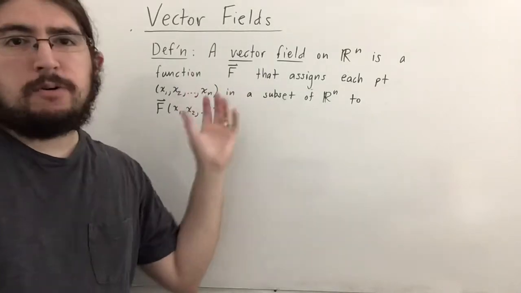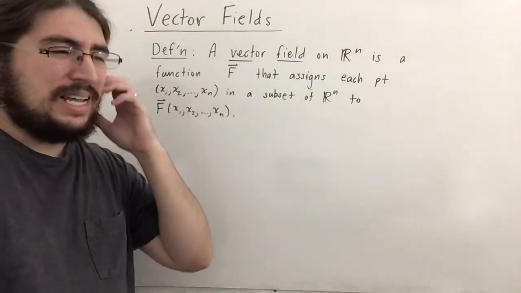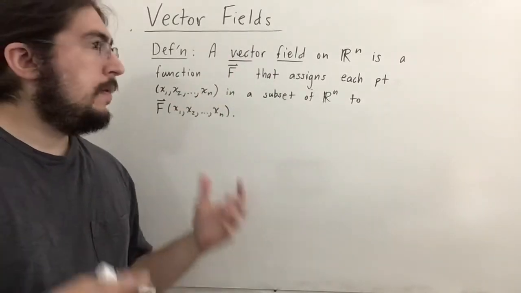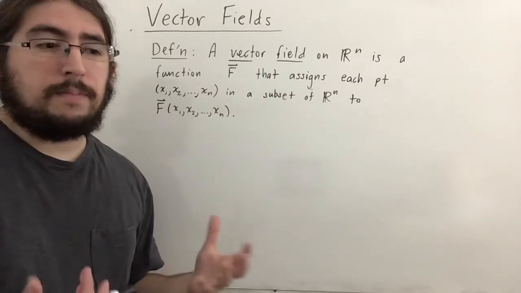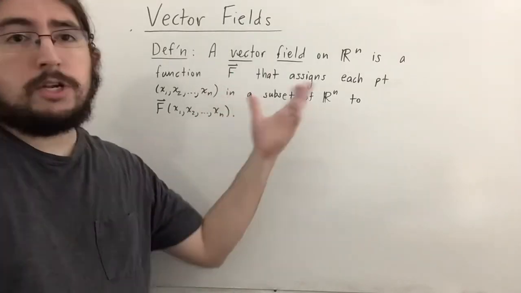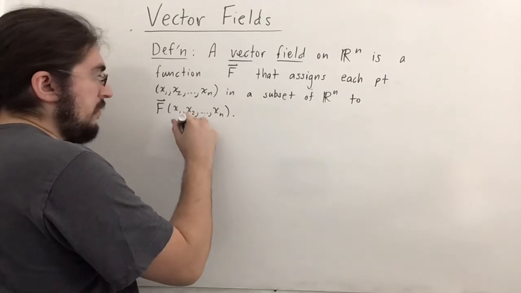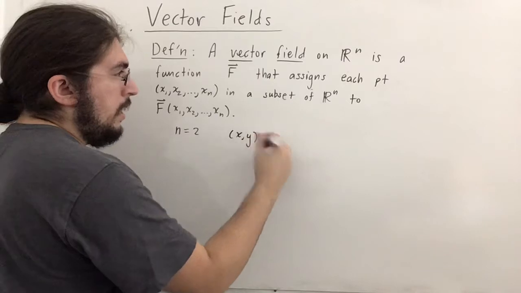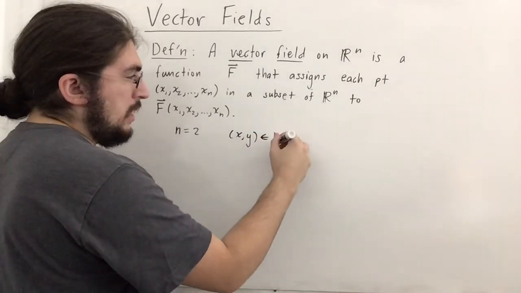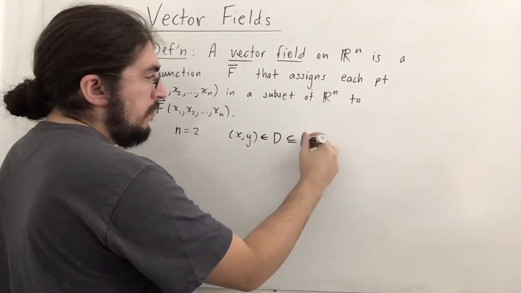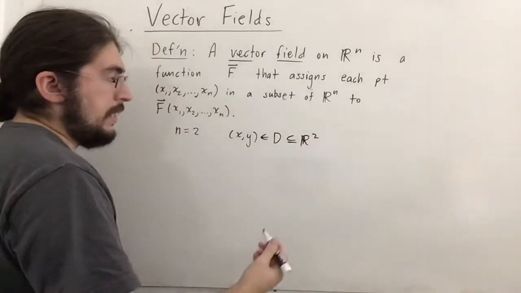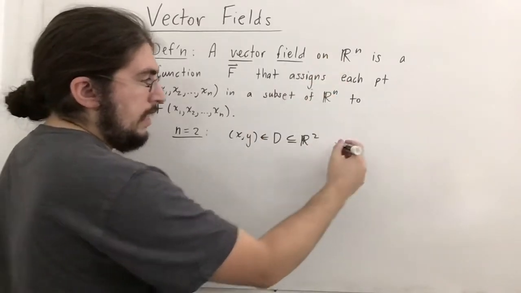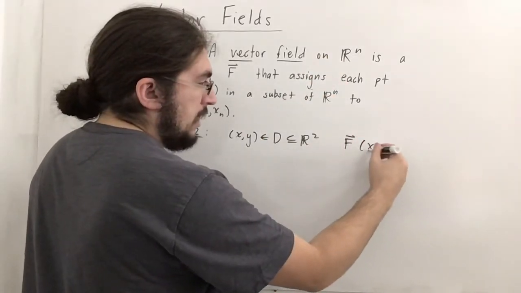Now this is a very general statement, and I wrote it general like this to avoid writing two scenarios. But there are two scenarios that we'll mainly be focusing on, which are R2 and R3. So let me say specifically, when n is equal to 2, our point looks like x comma y, and usually we're taking it in a subset D of R2. So when n is equal to 2, F will just be F of x comma y.